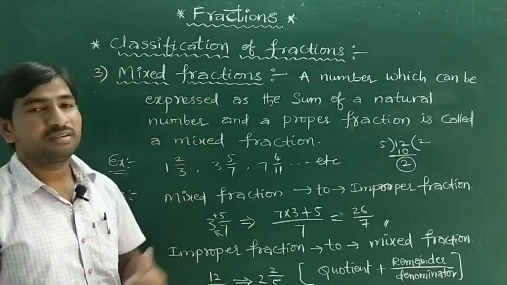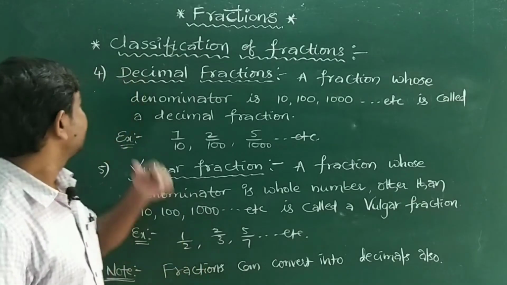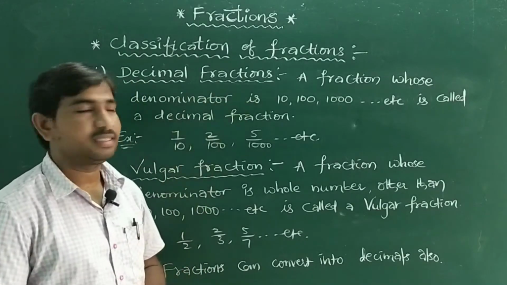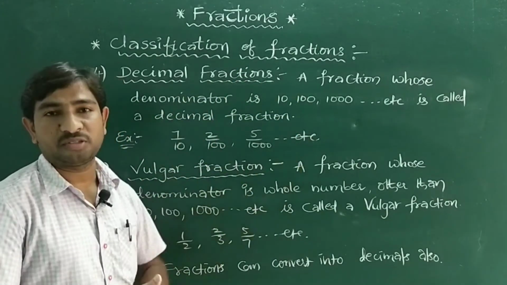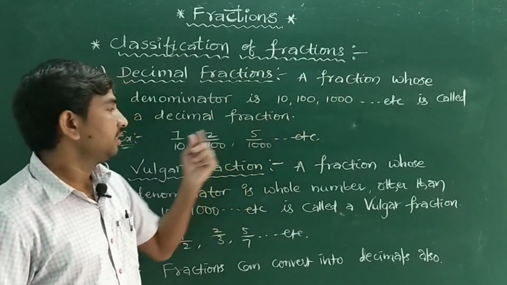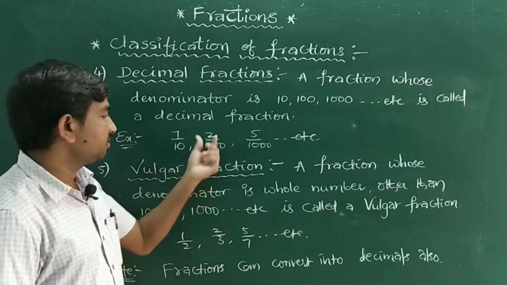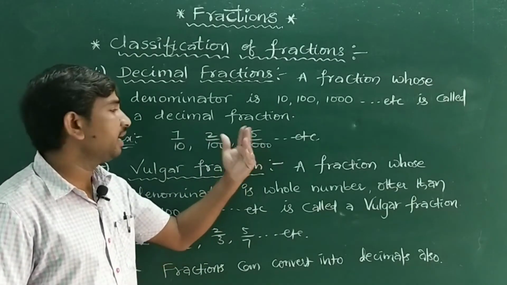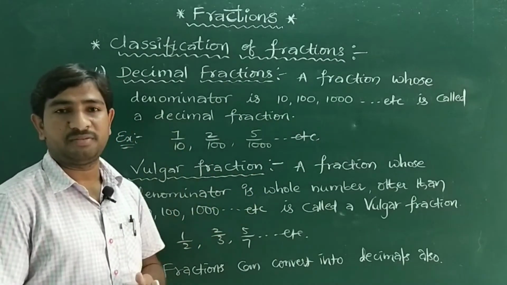Next type of fractions, so the fourth one, decimal fractions. A fraction whose denominator is a multiple of 10, meaning 10, 100, 1000 and so on, is called a decimal fraction. For example, 7 by 10, 2 by 100, 5 by 1000 and 8 by 10,000, whatever it is. Those are called decimal fractions.